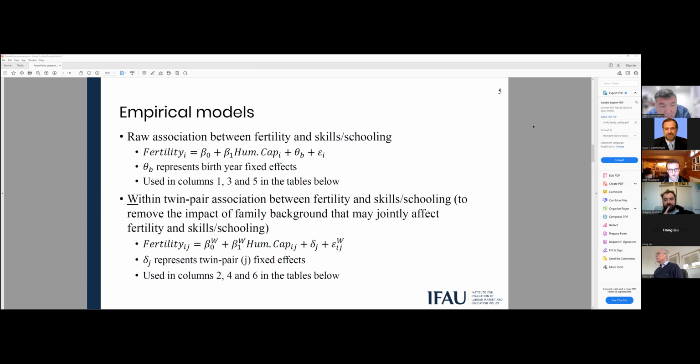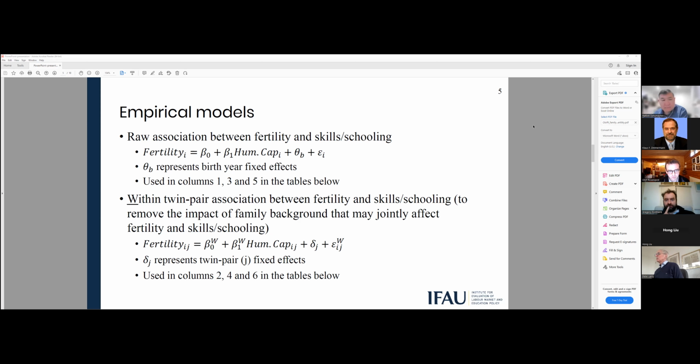The empirical models in the paper are pretty straightforward. As I said, we are comparing the raw association between fertility and these skill measures and the within twin pair association. In terms of the raw association, we just regress the fertility measures on the different human capital measures, and we also include birth year fixed effects, so that we actually compare individuals in the same cohort. So this is the model that we're going to use in columns 1, 3, and 5 in the tables below.